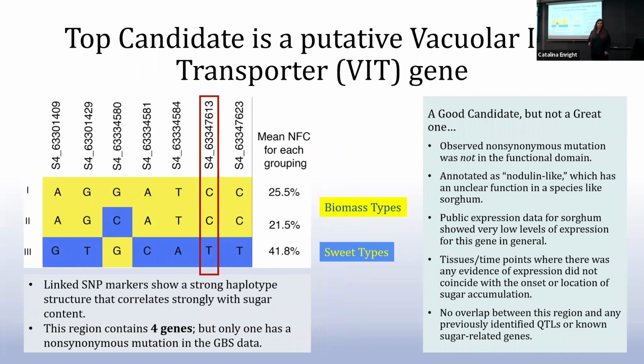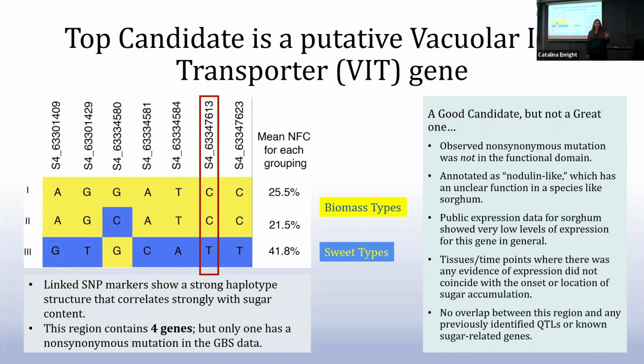And so if we look a little more closely at the haplotype, what we see is there's a really strong haplotype structure where if you're sweet, you almost always have all the blue alleles. And if you're yellow, you've got this. And there's a very significant grouping in how much carbohydrate content you have, depending on what haplotype you have. So the region itself, the GWAS region, had 4 genes. And only one had the non-synonymous mutation, and it was this VIT, or this vacuolar iron transporter.